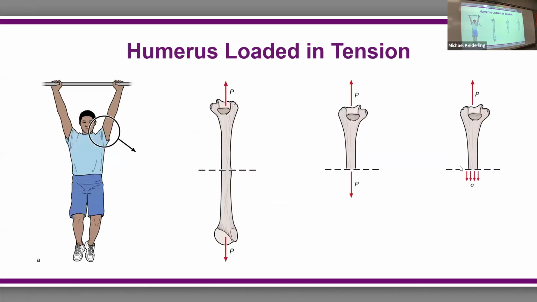So if you have a bone here at this slice, the force, this is a humerus loaded in tension, the stress here is going to be higher than the stress, say, up here, where the cross-sectional area is larger, where the bone is thicker. So the stress is going to be biggest at the skinniest point, the smallest cross-sectional area.